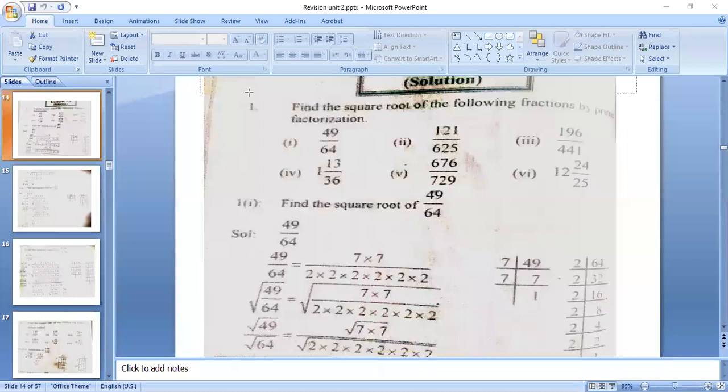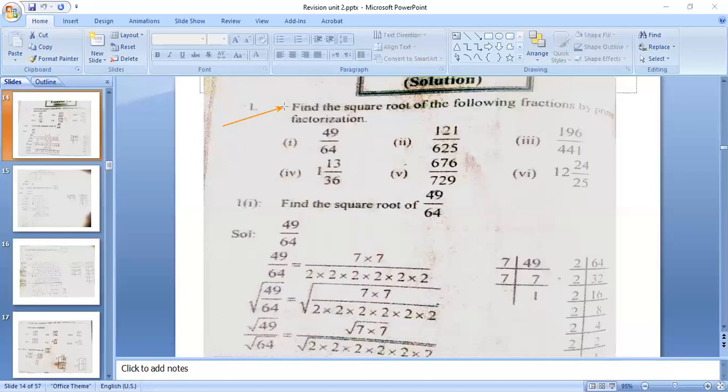This is the question. Find the square root of the following fractions. Now we have the fractions by prime factorization. This is the first question of exercise 2.4. We have to find out the square root by prime factorization. There are 6 parts in this question. In revision, we will revise a few parts, and the remaining parts you will solve and revise yourself.